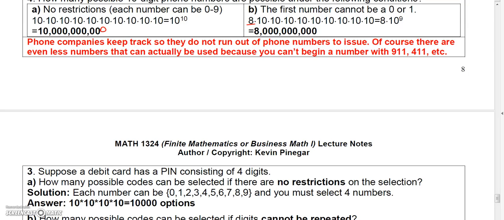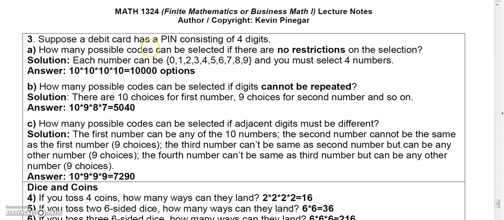Suppose a debit card has a PIN consisting of 4 digits. How many possible codes can be selected if there are no restrictions on the selection? So no restriction means you can allow repetition. So that means you can choose from the 10 digits. So there's 10 digits you can choose for the first entry, 10 digits for the second entry, 10 digits for the third entry, and 10 digits for the fourth entry. So that gives you 10,000 options.